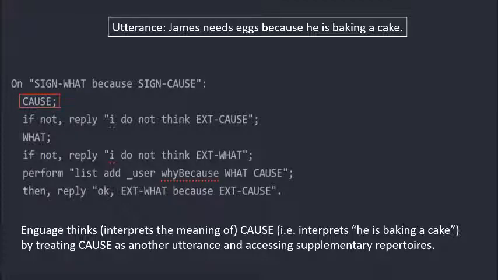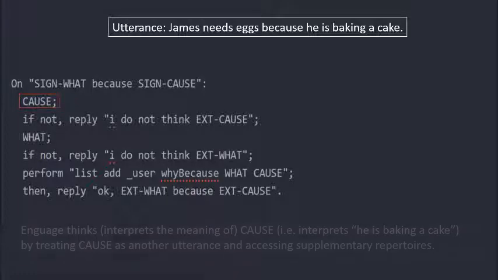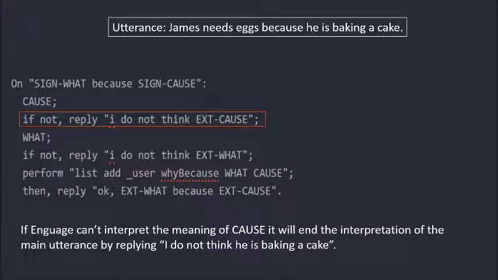First, Enguage interprets the meaning of cause, i.e. interprets he is baking a cake, by treating cause as another utterance, accessing further repertoires. If Enguage fails to interpret the meaning of cause, it will end the main interpretation by replying, I do not think he's baking a cake.